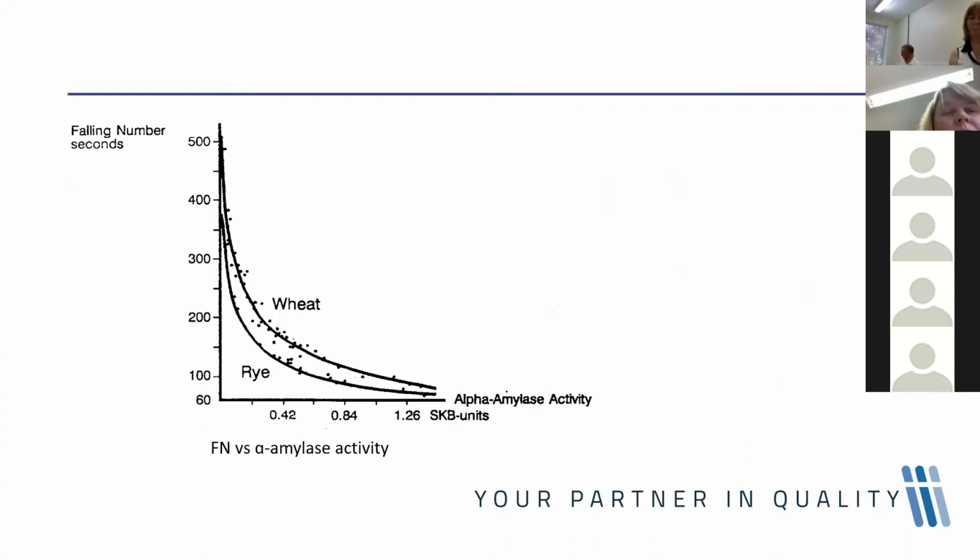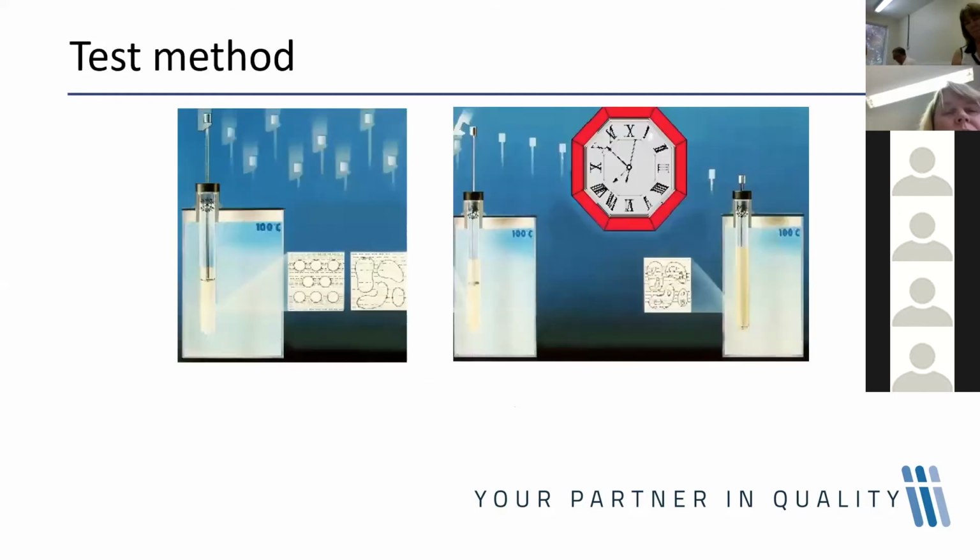As mentioned earlier on, there is a relationship between the falling number and the actual enzyme activity present in grain. From this figure here, you will be able to notice that it's not a linear relationship. So there's no additive effect of alpha amylase. It's actually more an exponential relationship.